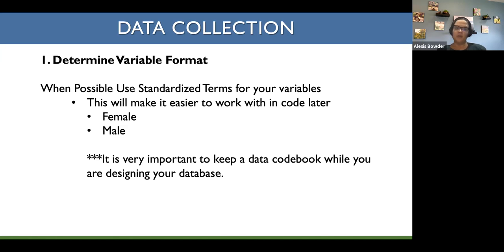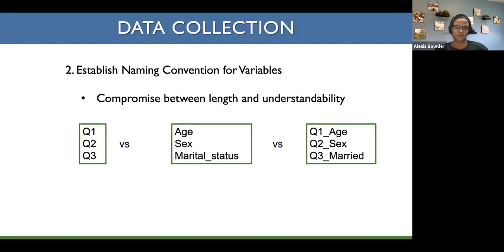So if you're talking about gender, two examples of ways to standardize that are female or male, and if you wanted to include binary and non-binary, you could as well. And again, every time you make a decision about how you're going to collect a variable, it's important to keep that in a data code book while you are designing your database, so that if you're asked to look at this data again 2 to 3 years down the line, there's a very clear history of what's been done and why.